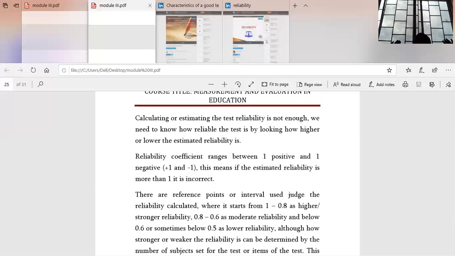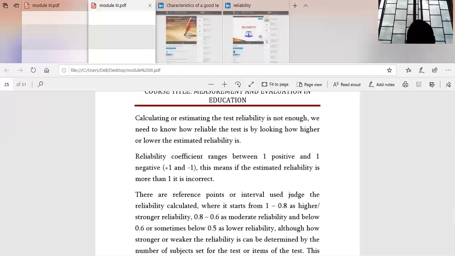If you get a reliability of two, know that you have made an error. If you get a reliability of 100, that's wrong. The answer should range from positive one to negative one. So this means that if the estimated reliability is more than one, either positive or negative, it is incorrect.